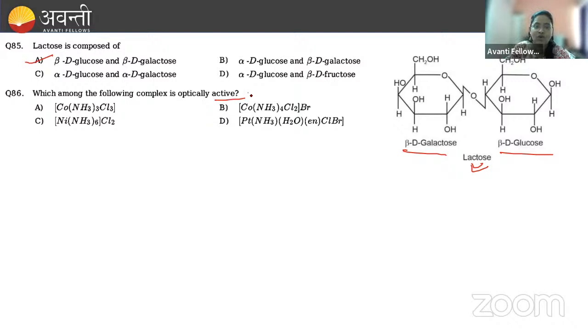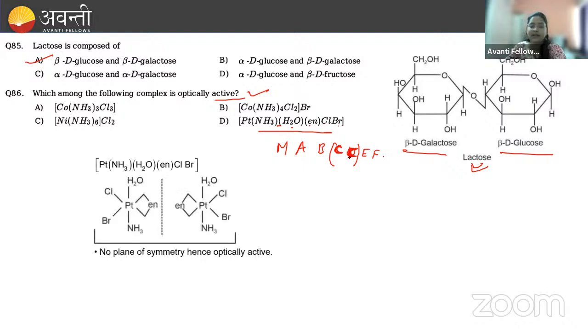Among the following complexes, which is optically active. In order for a given compound to be optically active, we should have a compound with a metal. A, B, C, D. How many here? 3 means it is an octahedral complex. So A, B, C, D, E, F. En is ethylene diamine, so it is a bidentate ligand. So here option D is the correct answer.